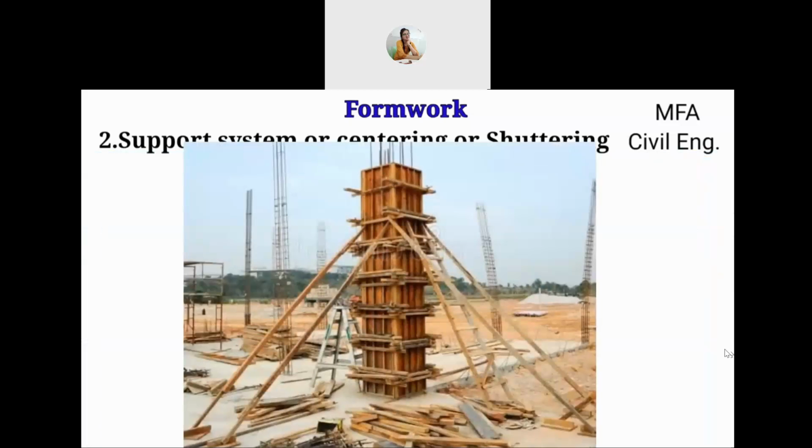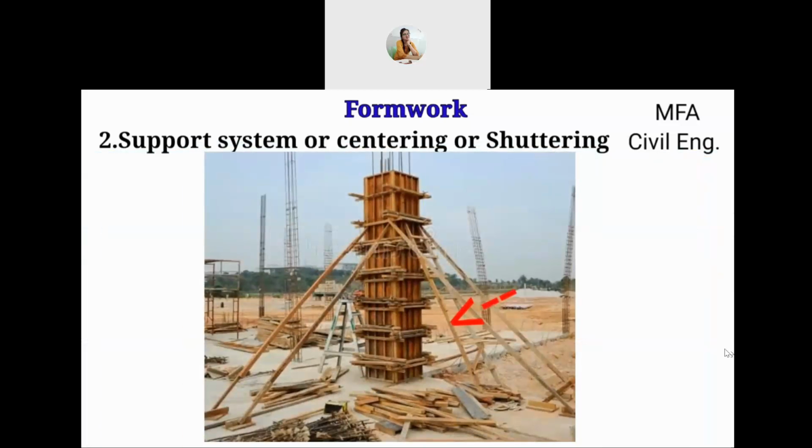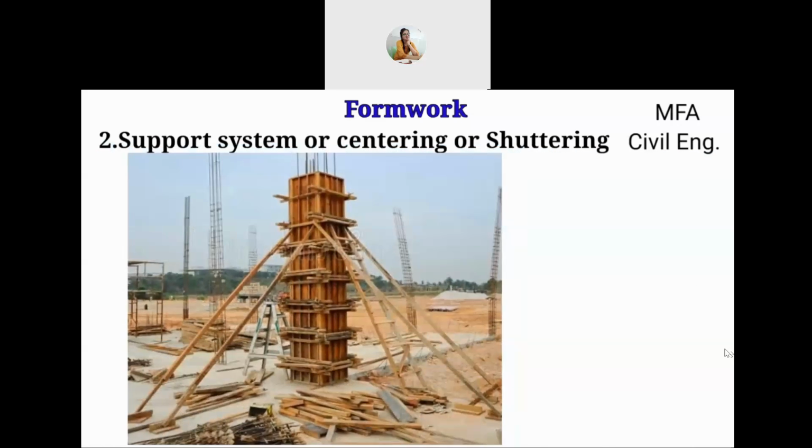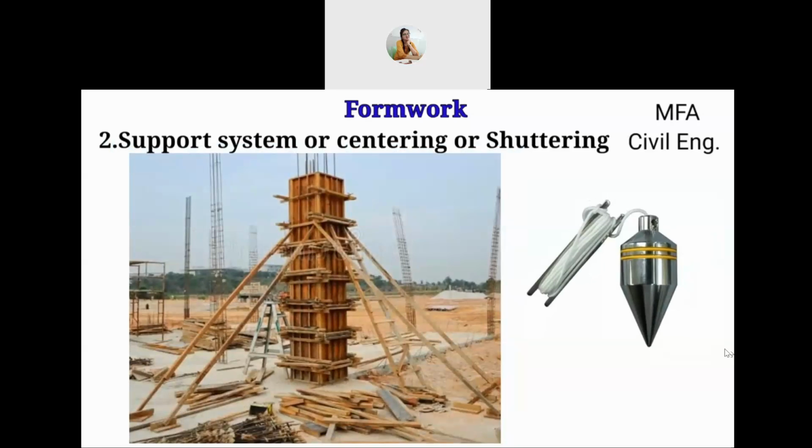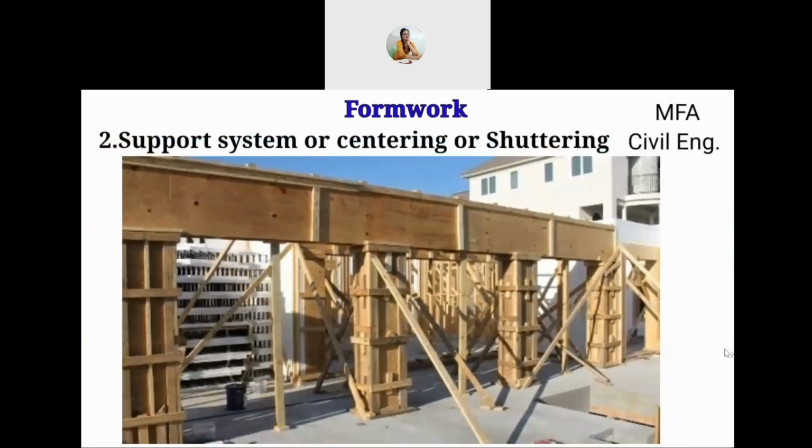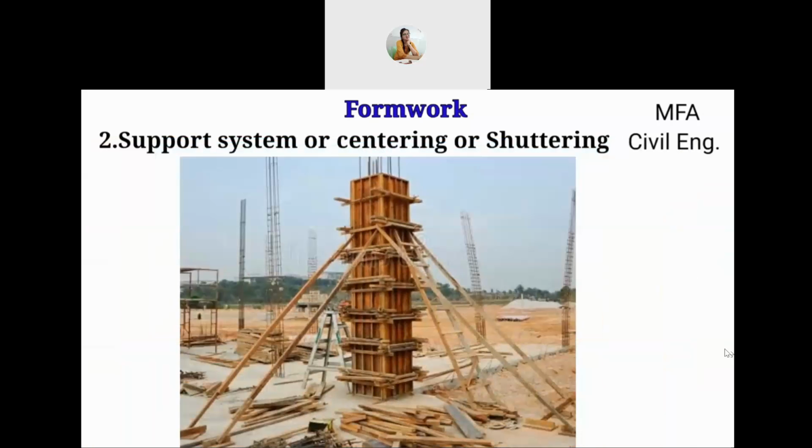For a column, the centering consists of inclined supporting poles or struts. This is known as shoring. The shoring is also easily adjustable so that the plank can be made perfectly vertical. The verticality of a plank is checked by a plumb bob. Thus, for horizontal planks, vertical poles are used, and for inclined or vertical planks, struts of various sizes are used as shoring.